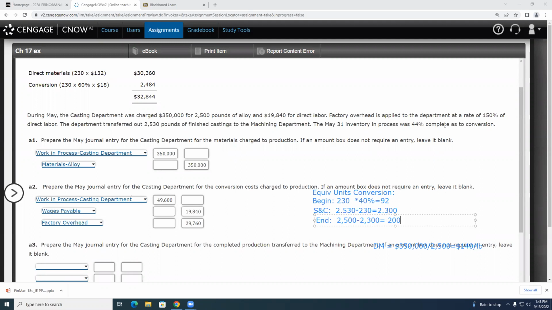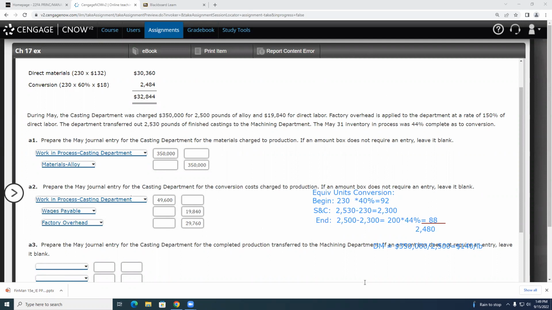And what does it tell us about those? Right here, it tells us they were 44% complete. We did 44% of the work in the month of May. 44% of 200 is 88 equivalent whole units. I didn't do a very good job of getting those to line up to add them together, but we'll just pretend. So from the beginning inventory, we had 92 equivalent units of conversion costs plus 2,300 for the units started and completed, and then another 88 of work done for the ending inventory. And so that is equivalent to 2,480 whole units worth of conversion work we did this month.